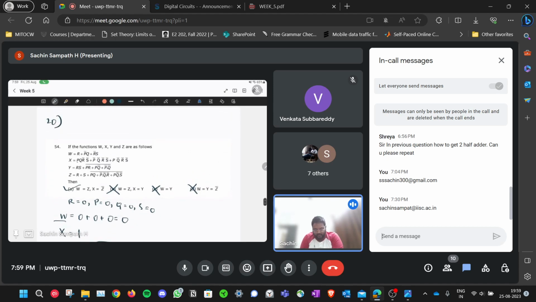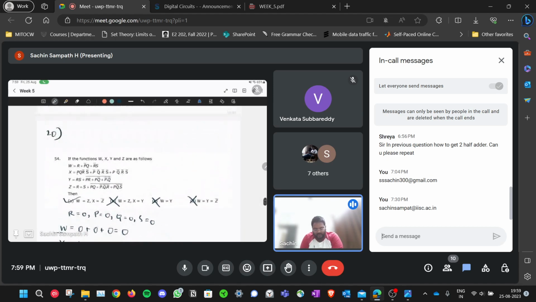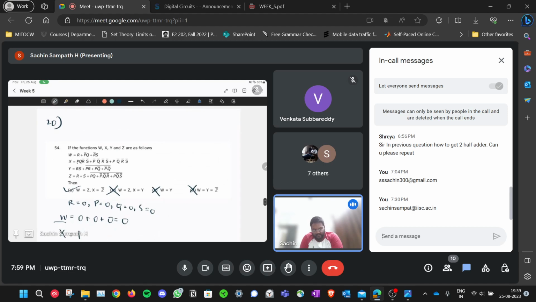In this way, for some questions, it's easier to simply plug in values and check whether it is correct or not. If you try to simplify this expression, maybe you would be able to do it. I don't know, but maybe you won't be able to do it properly.